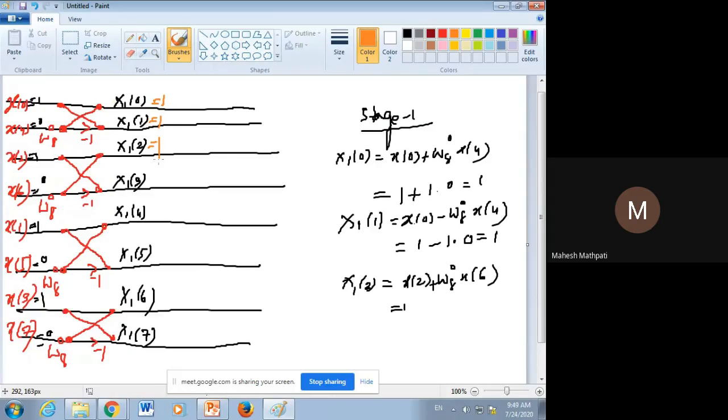What is the value of x1 of 3? 1, sir. x1 of 3 is equal to 1. x1 of 4, 1. x1 of 5, 1. x1 of 6, 1. And lastly, x1 of 7 is also 1.